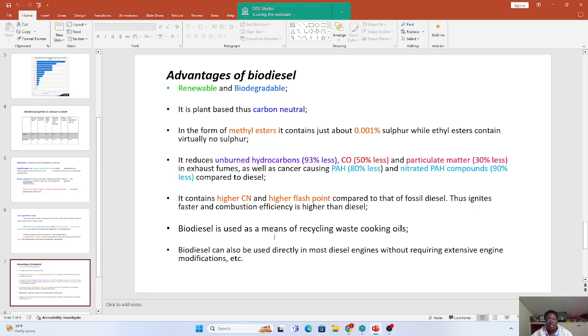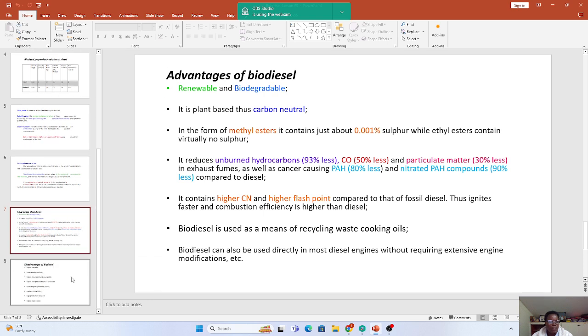Biodiesel is used as a means of recycling waste cooking oils. Biodiesel can also be used directly in most diesel engines without requiring extensive engine modification. So you might need a bit of engine modification, but not that much.